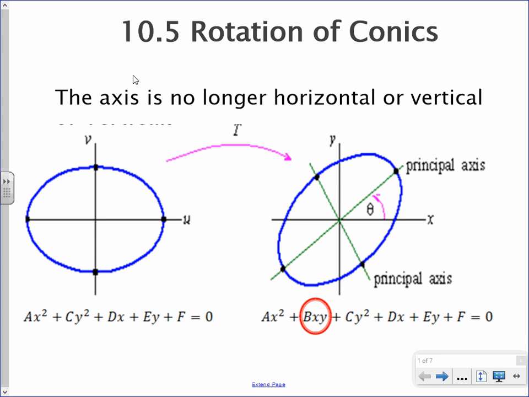Basically what it means is we're going to take a conic and it's going to be graphed at an angle.